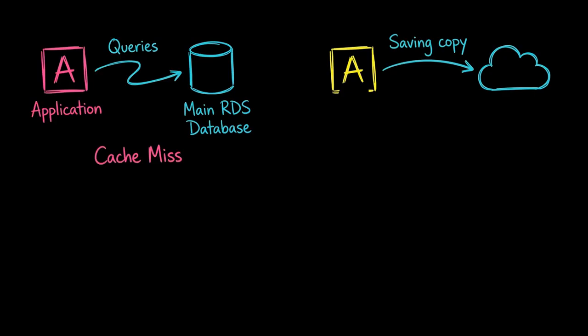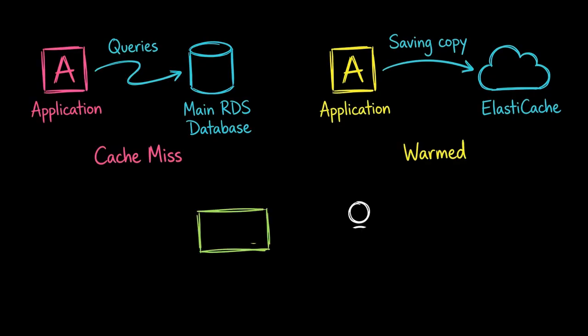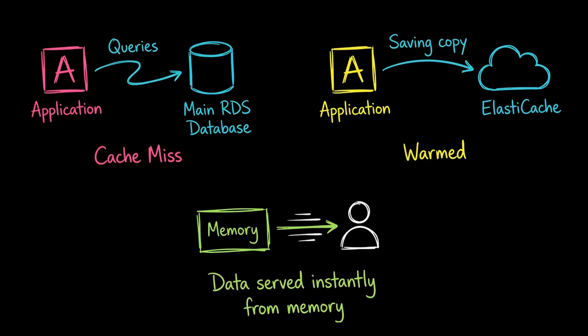The application also saves a copy of that data inside ElastiCache. Now the cache is warmed. The next time the same data is requested, whether it's 10 users or a million users, it's served straight from memory. This simple pattern protects your database from traffic storms, keeps response times consistently fast, and scales effortlessly when demand spikes. The database becomes a source of truth instead of a bottleneck.